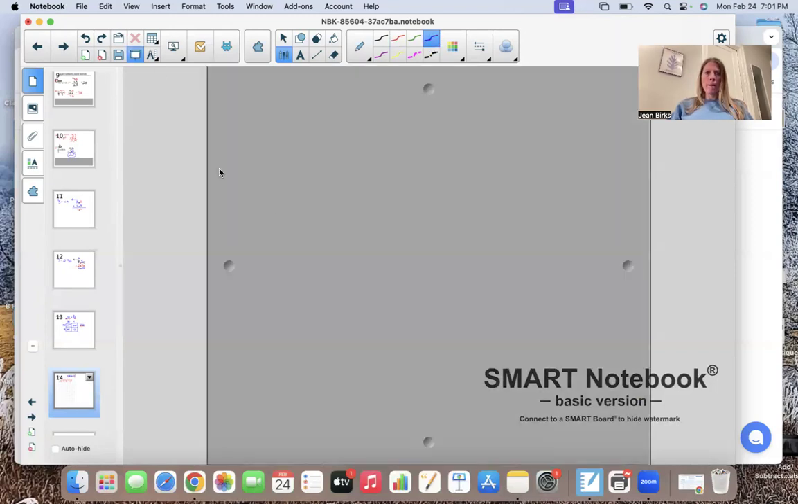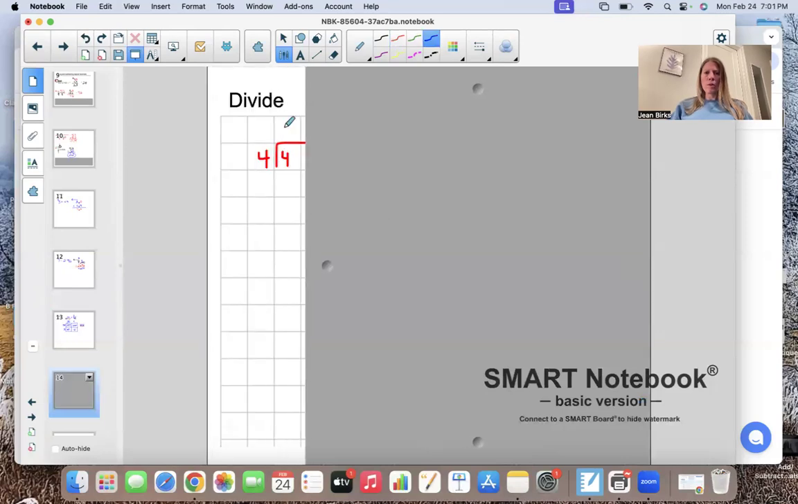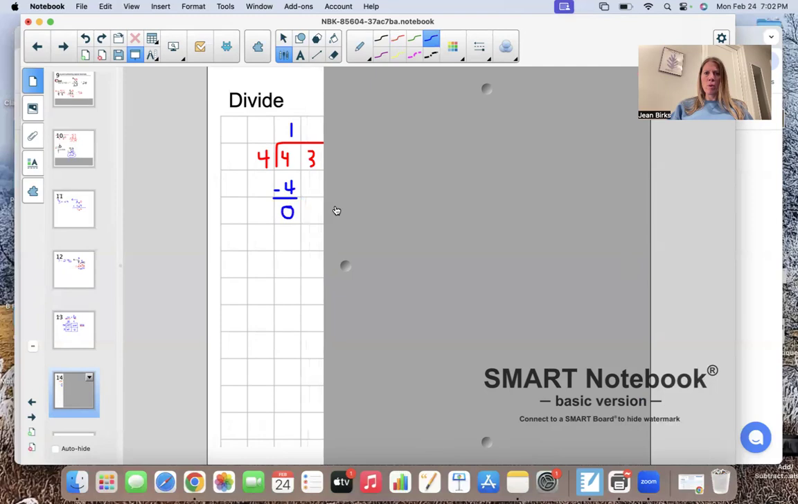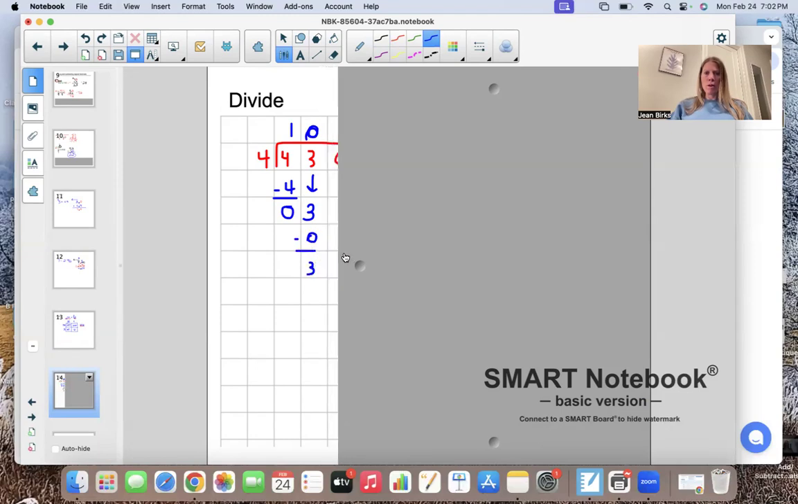So 4 goes into 4 one time. 4 times 1 is 4. When I subtract 4 minus 4, I get 0. As soon as I subtract, I'm going to get more. Get more means get a 3. 4 goes into 3, never. I have to put a never, 0, which means I'm going to put a 0 here. And if I subtract, I'm going to get 3. So I'm going to get more.